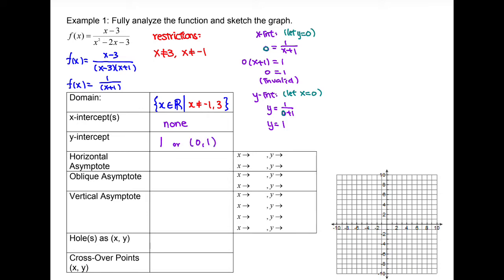Third, let's use the degree of the numerator and the degree of the denominator to determine the horizontal asymptote or the oblique asymptote. As we can see, the degree of the numerator here is 1 and the degree of the denominator is 2. Since the degree of the numerator is less than the degree of the denominator, we know the horizontal asymptote will be at y equals 0 and we do not have any oblique asymptote.